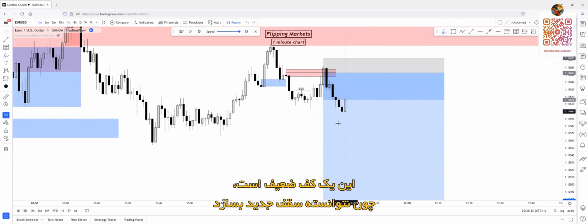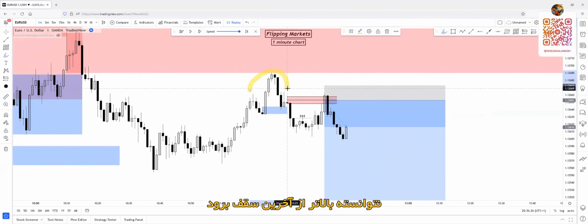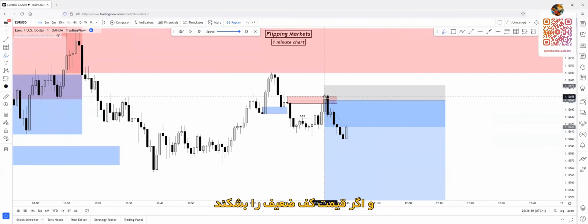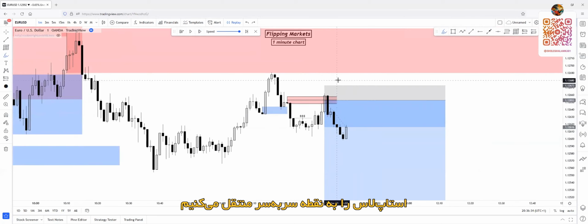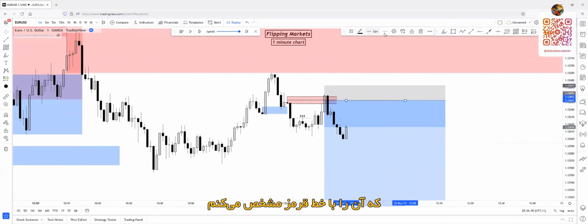And this low has been broken. This is a weak low because it couldn't create a new high. So it couldn't break above this last high point. So this means this is a weak low. And if price breaks through a weak low, we will set our stop loss to break even, as I said. So our stop loss is right now in break even. I will just mark it with a red line.